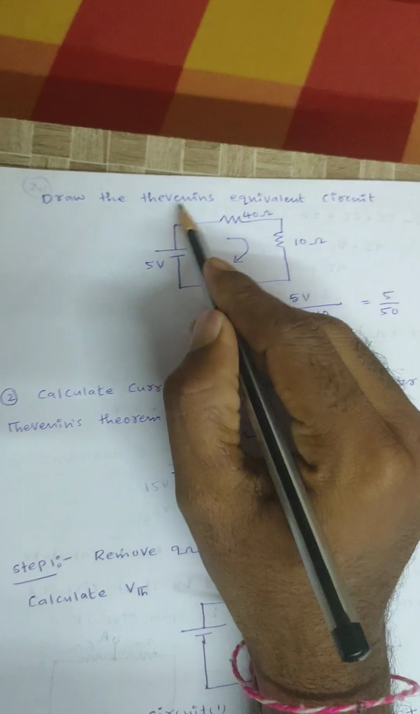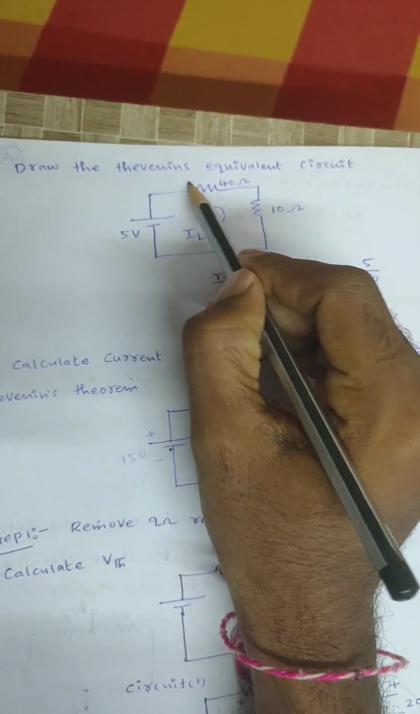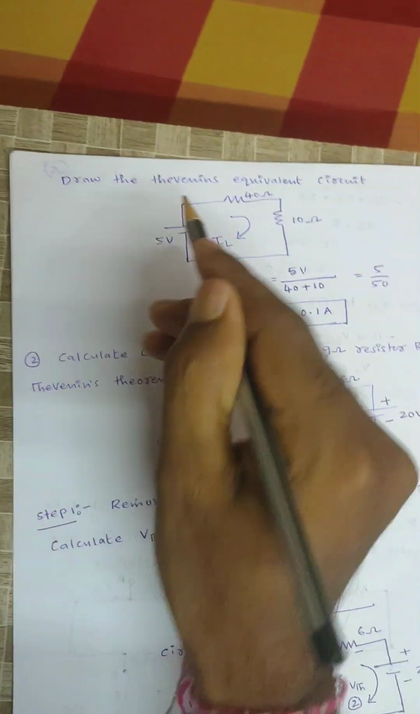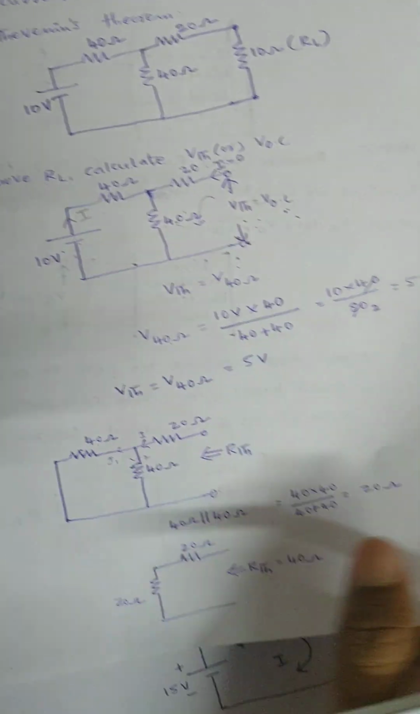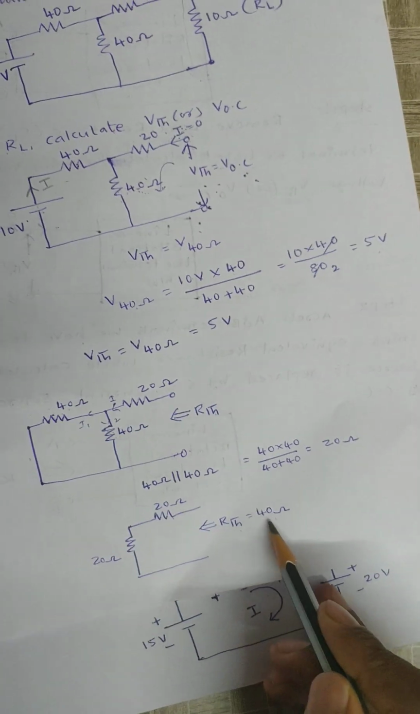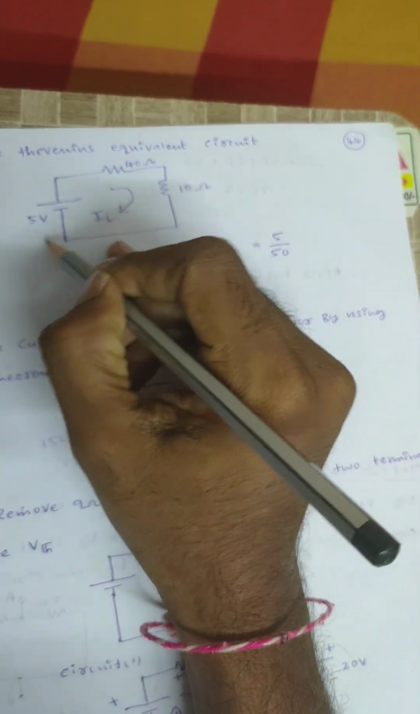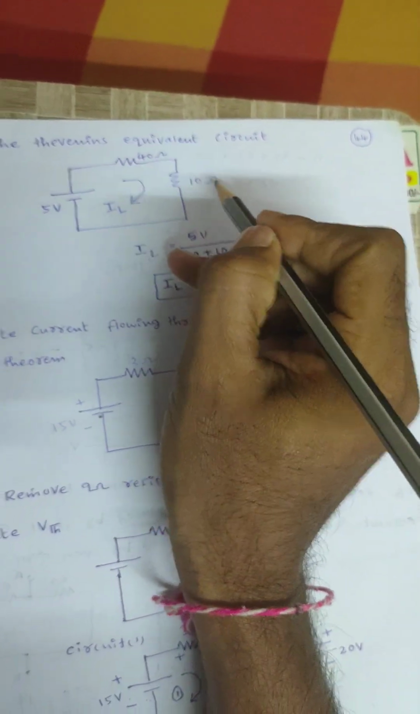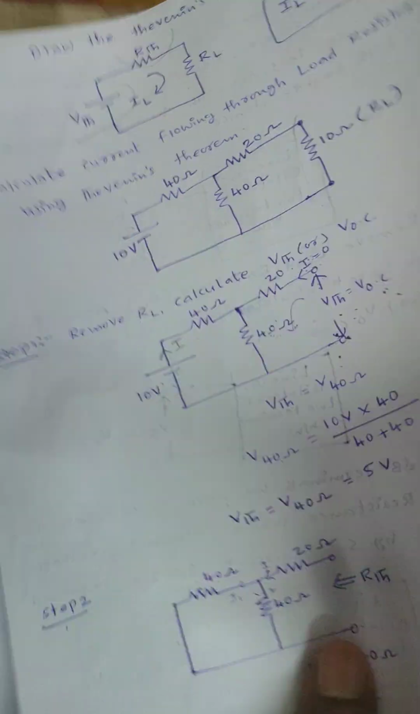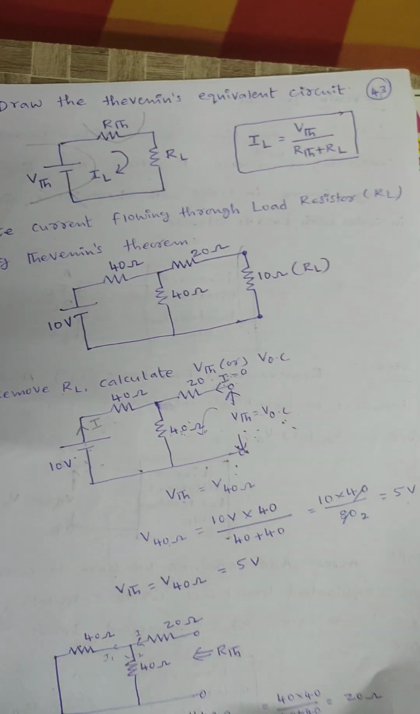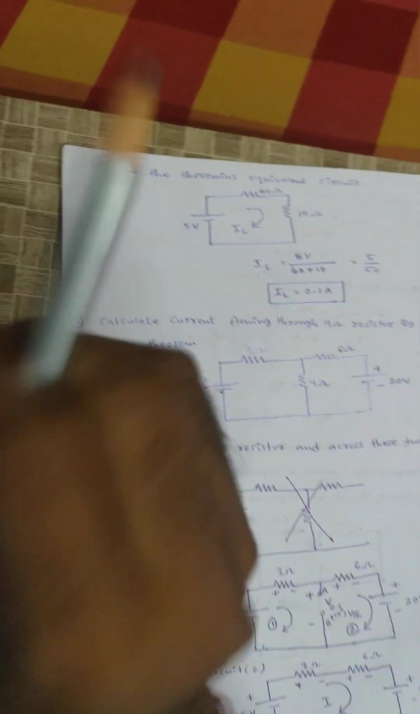Step 3 will be to draw the Thevenin's equivalent circuit. That is VTH from step 1, right? What is the VTH value? 5 volts, and the RTH value will be 40 ohms, right? This is VTH from step 1, RTH from step 2, and RL is nothing but the removed resistance, which is 10 ohms, right? Okay, that is RL will be 10 ohms.